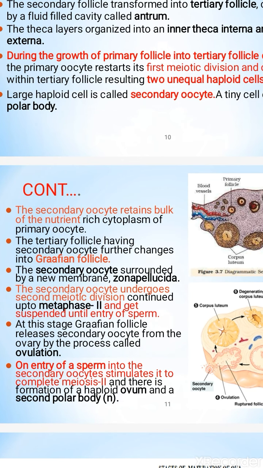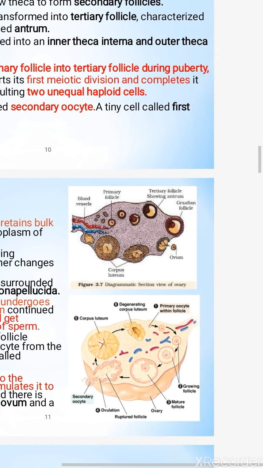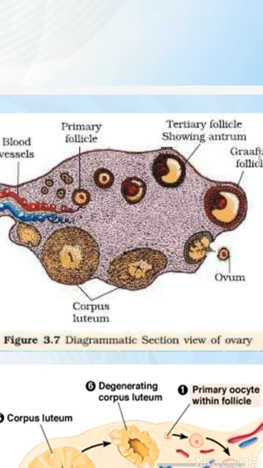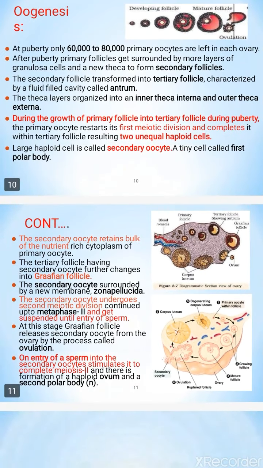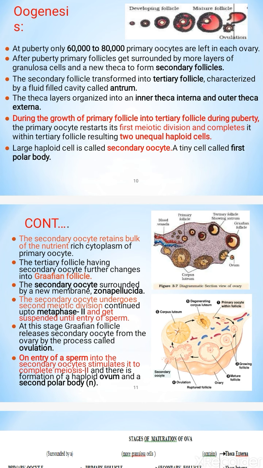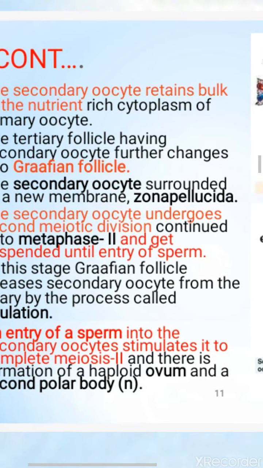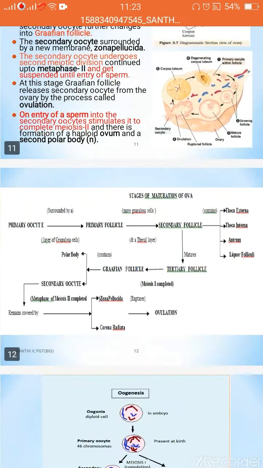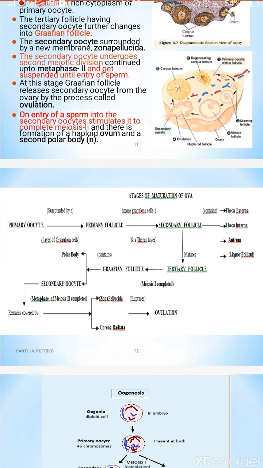At this stage, the Graafian follicle liberates the ovum, and this process we call ovulation. On entry of sperm into the secondary oocyte, it stimulates the completion of meiosis 2. Only then will the second polar body also be formed along with the ovum. Okay, now let us see all of this in the form of a flow diagram.